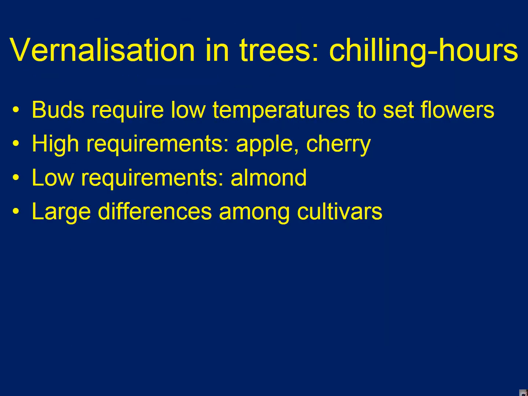In the case of trees, we usually talk about chilling hours for the vernalization requirements. This chilling is required for the buds to produce later flowers. And we have a large difference among species and cultivars. Typically, apple or cherry trees have a high requirement of chilling hours, while other species like almond have low requirement.